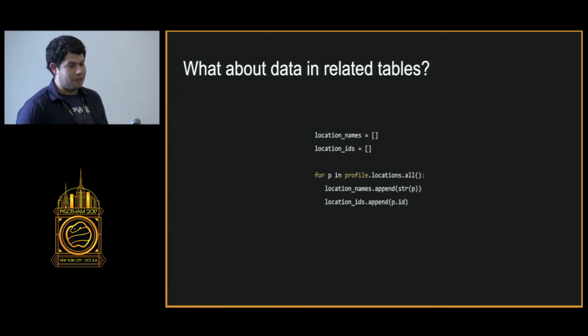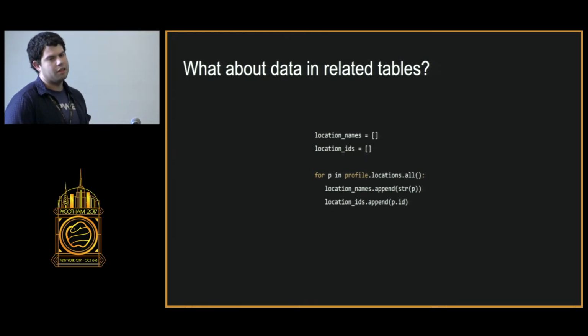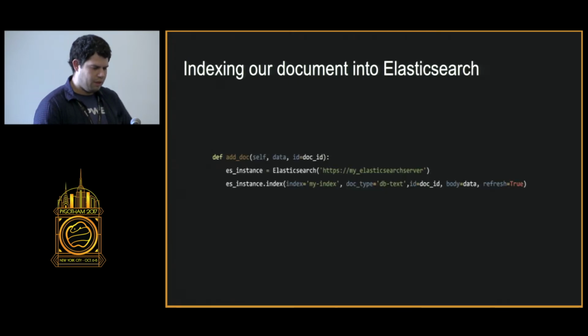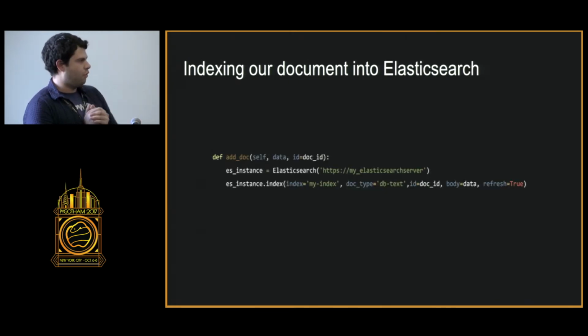But you ask, what about data in related tables? Well, pretty simple actually. So we had Carmen Sandiego. She has a bunch of locations that she's traveled to. Very easy. We can just take our profile object and all the locations she's been to, iterate through those, add them to arrays, and then we'll just add that to our full dictionary at the end. It's very straightforward index.